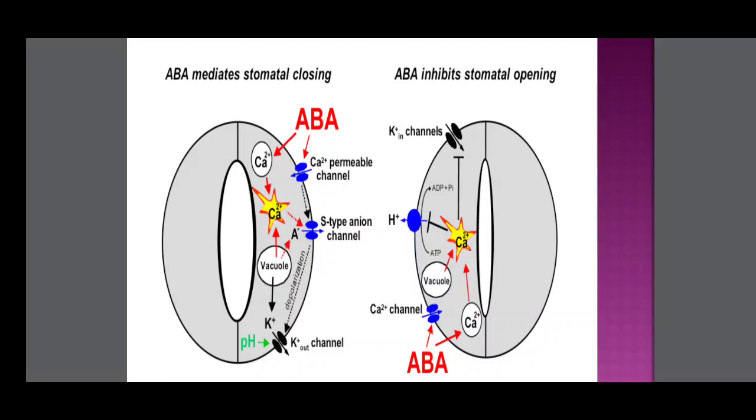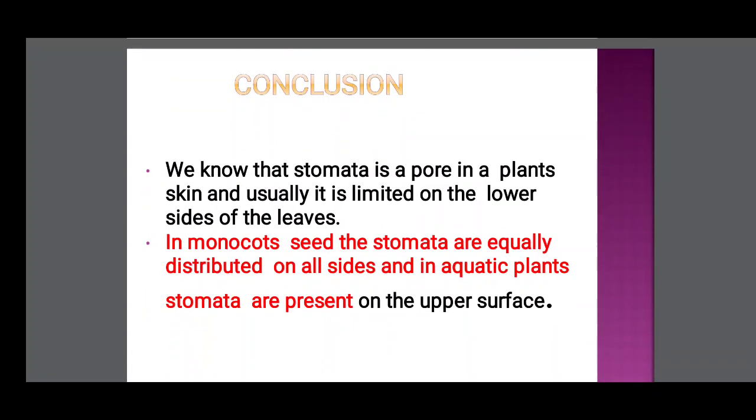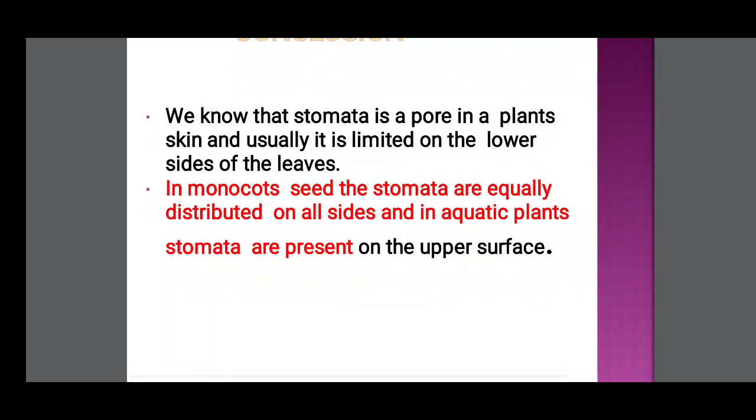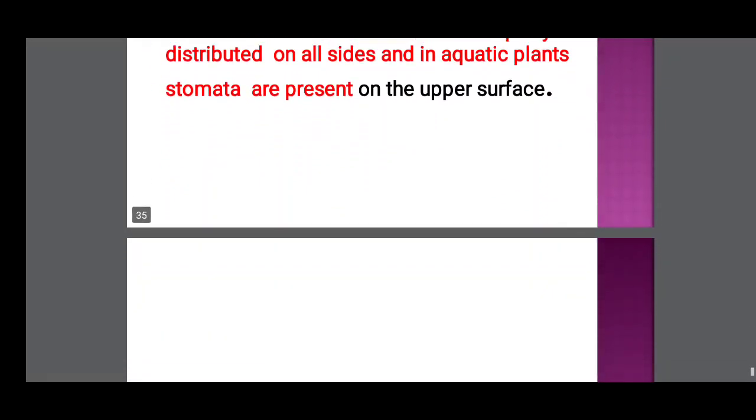Calcium ions enter, and potassium ions go outside of the guard cells from the vacuoles, and it is closed. This is the ABA. Conclusion: we know the stomata is a pore in a plant's skin and usually it is located on the lower side of the leaves. In monocots, the stomata are equally distributed on all sides. And in aquatic plants, stomata are present on the upper surface only.